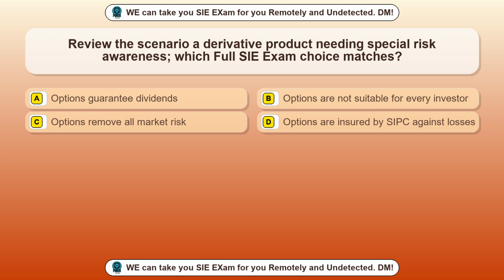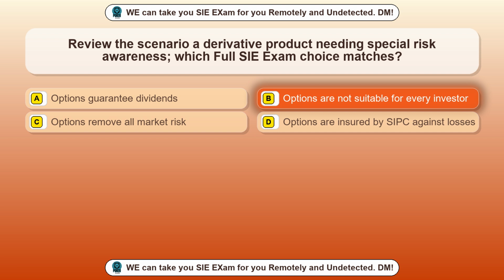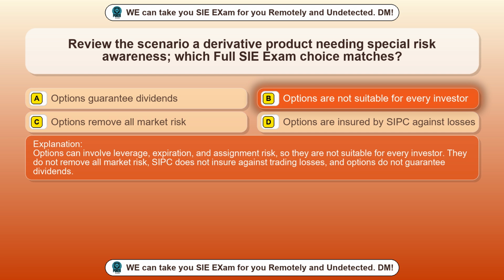Question 37. Review the scenario: a derivative product needing special risk awareness. Which full SIE exam choice matches? Option A, options guarantee dividends. Option B, options are not suitable for every investor. Option C, options remove all market risk. Option D, options are insured by SIPC against losses. The correct answer is option B, options are not suitable for every investor. Options can involve leverage, expiration, and assignment risk, so they are not suitable for every investor. They do not remove all market risk, SIPC does not insure against trading losses, and options do not guarantee dividends.